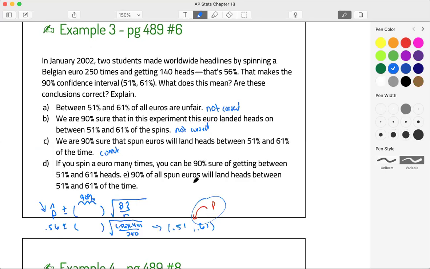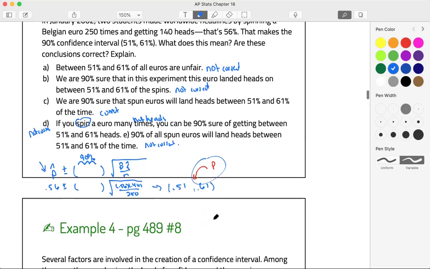All right, D, if you spin a euro many times, you can be 90% sure of getting between 51% and 61% of heads. This is not correct, because this is about spins, not heads. E, 90% of all spun euros will land heads between 51% and 61%. This is not correct as well, because the interval should be about the proportion of heads, not the percentage of euros. This always tells us what we think the true p will be. Remember, the p in this case is the proportion of heads.